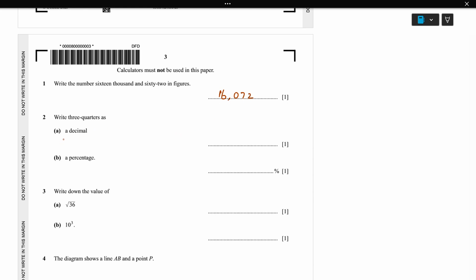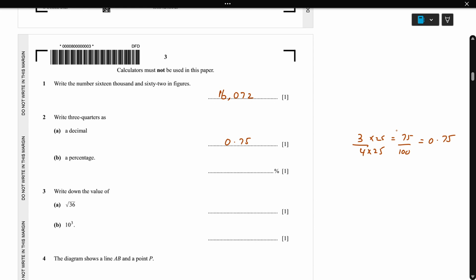Okay, so next one, write 3/4 as a decimal. 3/4 as a decimal, we have to make the denominator 100, which will be easy. So times 25, times 25, it's going to be 75 over 100, which is equal to 0.75. 0.75 is the answer here. Next one, a percentage. Percentage is divided by 100, which is 75% here.